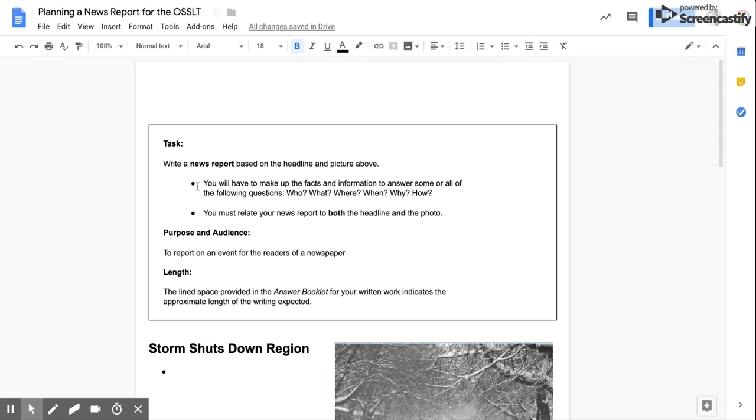When you look at the prompt, it's asking you to do two things. First of all, it's asking you to come up with a bunch of details about the 5 W's and the 1 H. And it's also telling you that you have to relate your news report to both the headline and the photo. And this is a really important thing to remember.